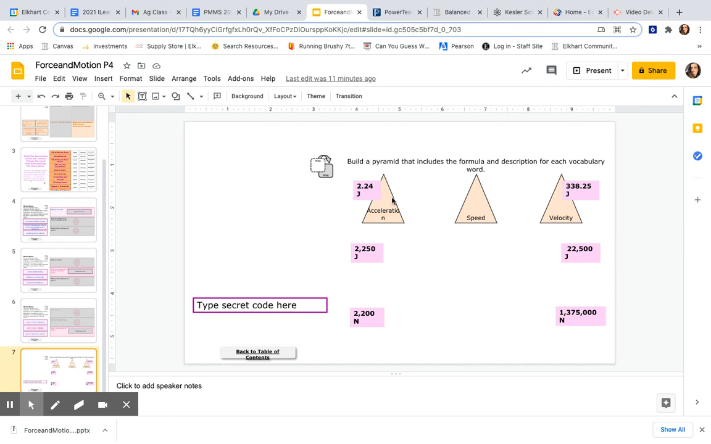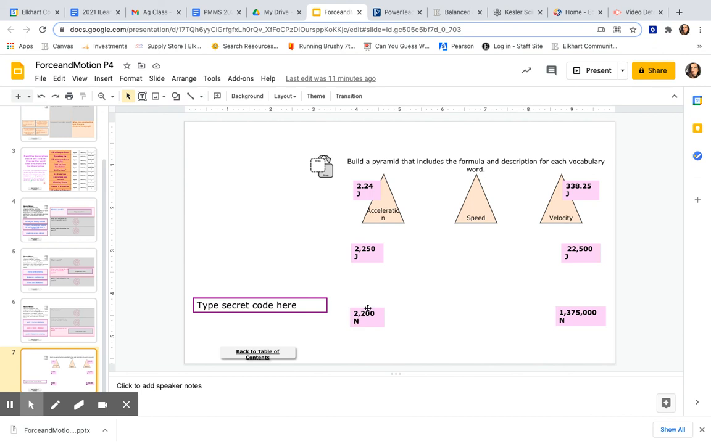So you have 2.24 joules, 3.38.25 joules, 2,250 joules, 22,500 joules, 2,200 newtons, and then 1,375,000 newtons. And then whatever code you get, you will type it right here.